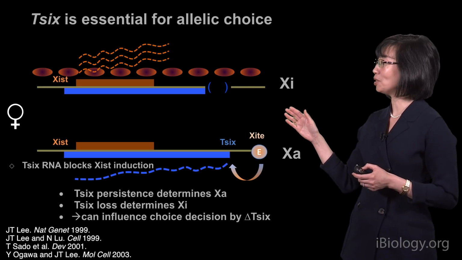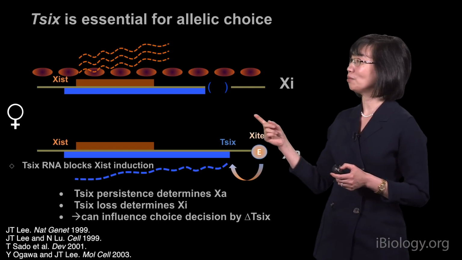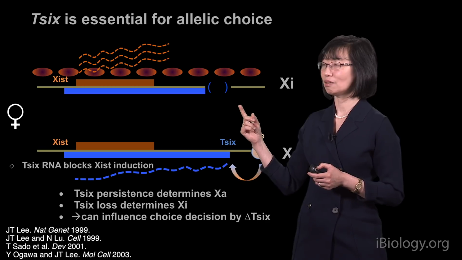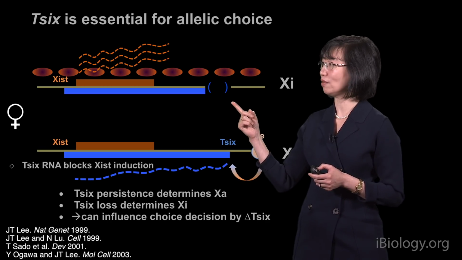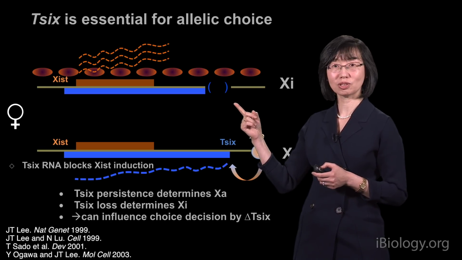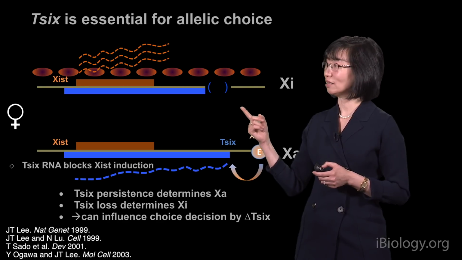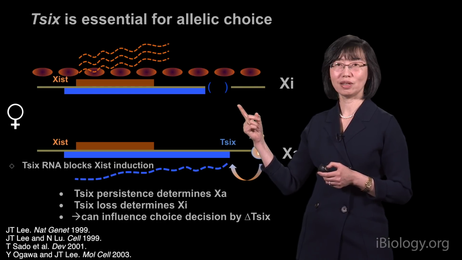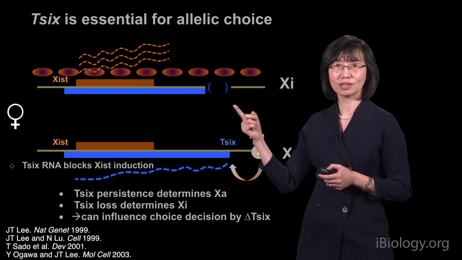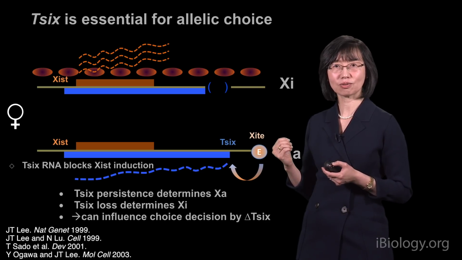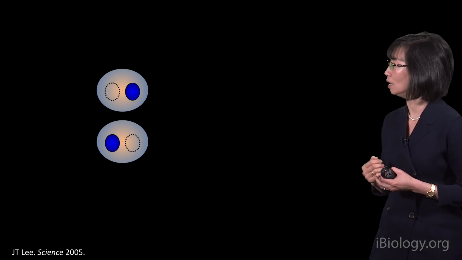Now, what we also demonstrated in these early studies is that we can genetically manipulate the choice decision by simply removing Tsix from one X chromosome. And when we do that, that chromosome is always the one that becomes inactivated. So we can influence and manipulate which X chromosome will become the inactive one.